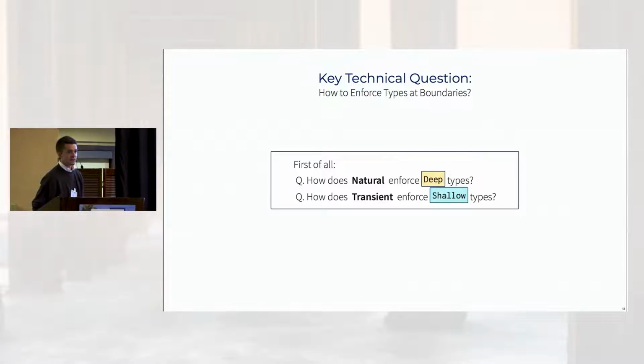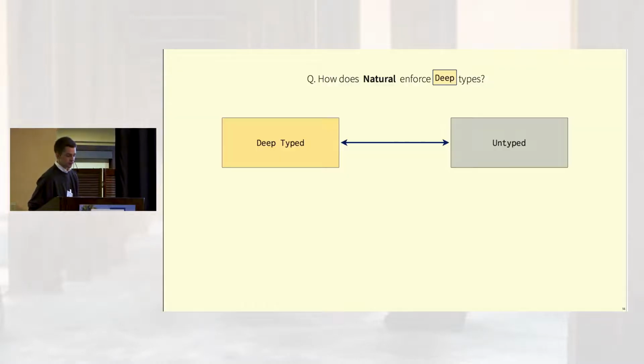How does this natural semantics give us deep types, and how does the transient semantics give us shallow types? So the idea with natural is to keep a strict separation between these 2 worlds. And we're going to do so by using wrappers whenever a higher order value tries to cross the boundary.